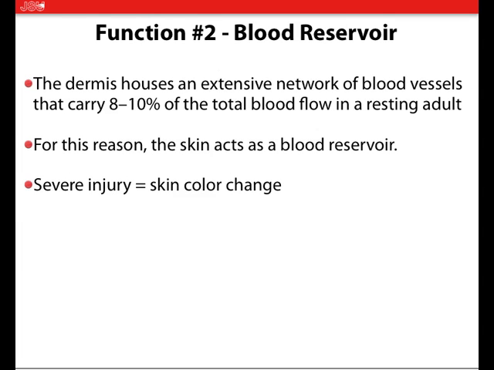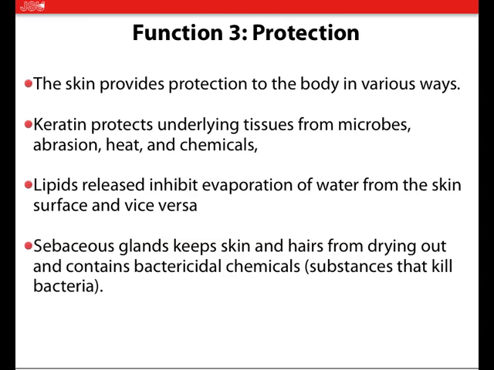Blood reservoir. Your skin has about 8 to 10% of your blood in it. You get a severe injury, that's why you turn pale, because your brain, your heart, and tissues are going to get preferential access to that blood. You need blood that's going to come from your skin. That's why people turn white when they're cut, because the first place that blood's going to come from is the skin. It's like a bank for the blood.